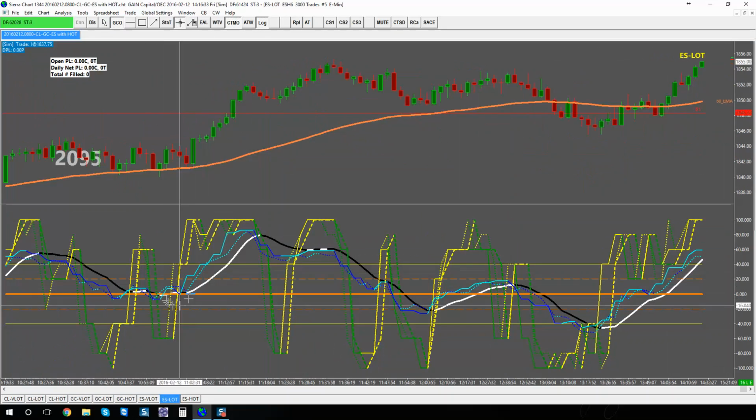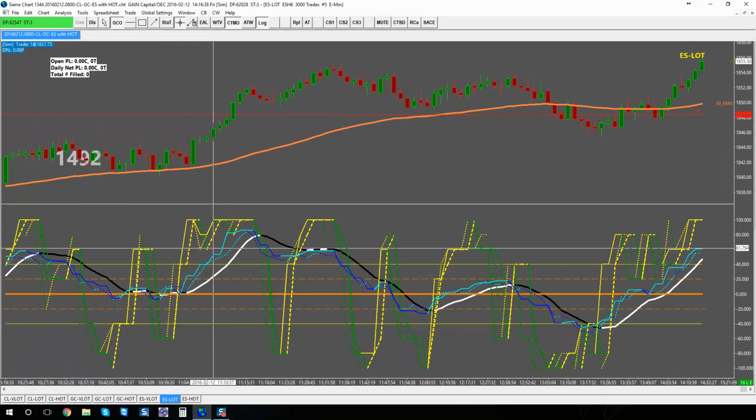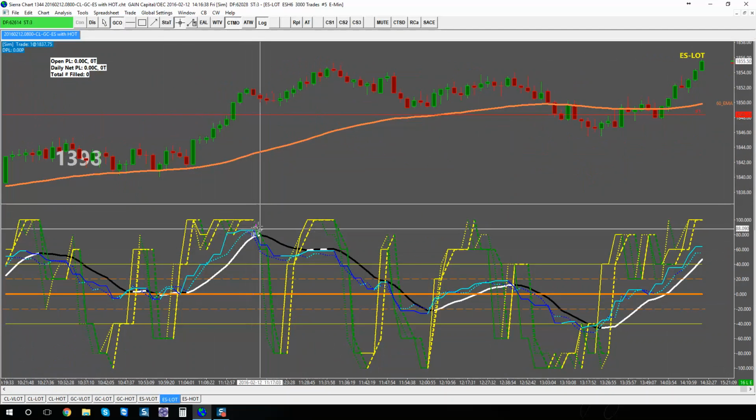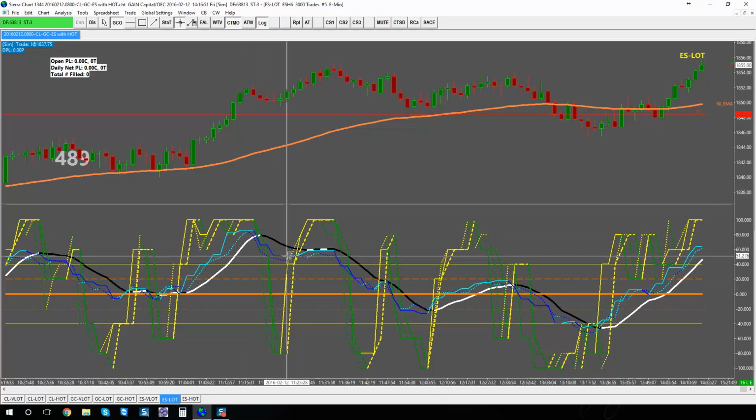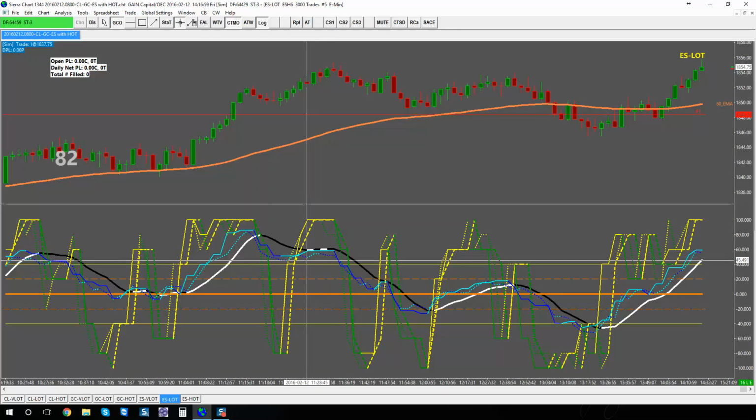Gather, expand, take it for the long. Gather again against your long, exit. Possibly take it for a short. If you do take it for a short, the blue MACD, gather again, you need to exit. And then you can take it for the long. But would you take it for the long here? No, I wouldn't, because the blues are in the wrong place.